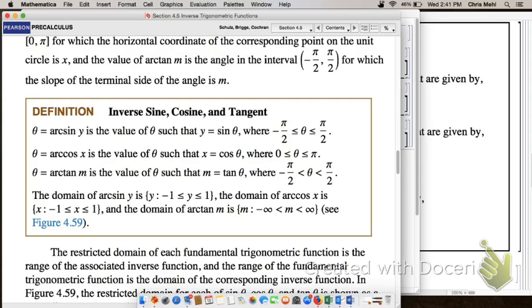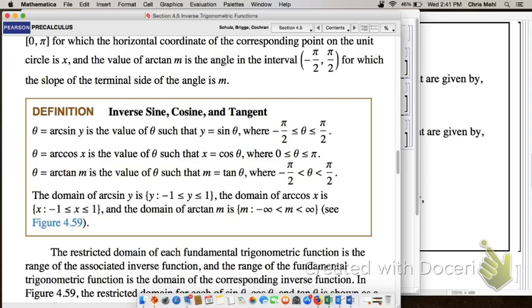Same thing for theta equals arc cosine of x is the value of theta such that x equals cosine theta, and the angle has to be between 0 and pi. Again, that's the range of the arc cosine function, and that came from restricting the domain of cosine to 0 to pi, which then became the range of the arc cosine function.